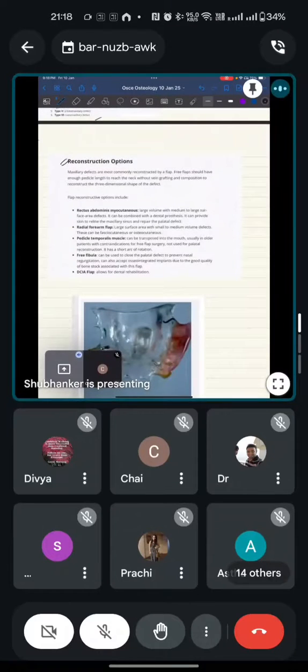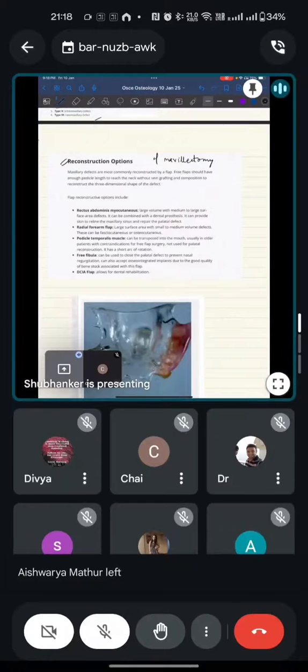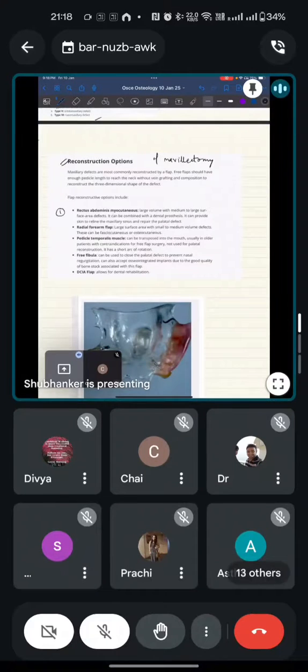Now coming to reconstruction options of maxillectomy. Any 2-3 things you should remember. First will be your rectus abdominis flap. Second will be your radial artery flap, the radial forearm flap.